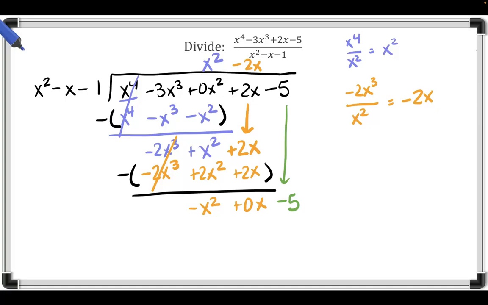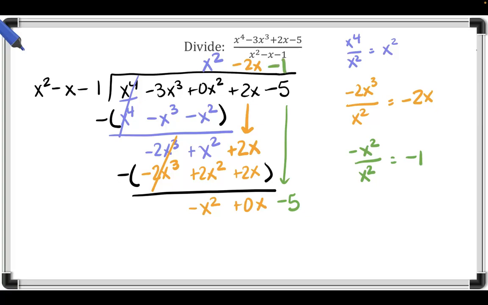So now what you're going to do is look at the next term. So you got negative x squared right here. Okay, negative x squared divided by the first term of your divisor, which is x squared. And that's going to get you a -1. And the -1 is going to go right there at the top.